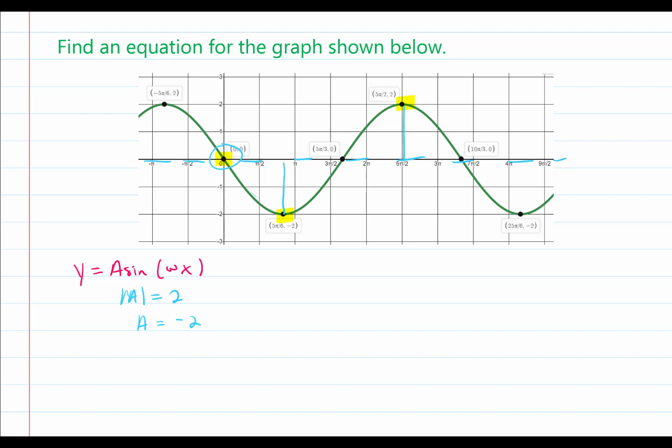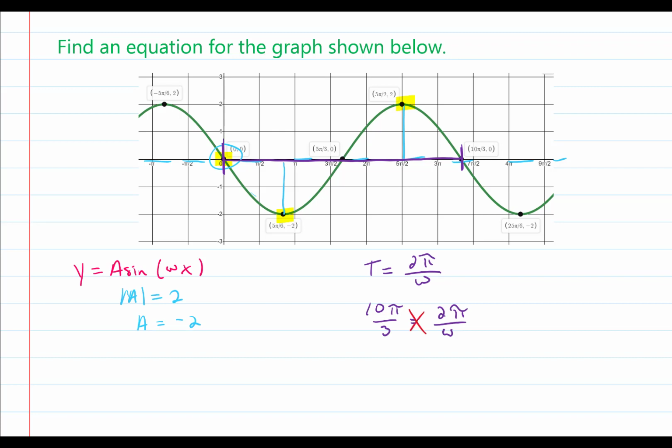Next, let's find omega. To do that, we need to find the period. The period is the horizontal distance it takes to complete one cycle. Well, if one cycle starts on the origin (0, 0), then it would conclude at 10 pi over 3. So the horizontal distance it takes to complete one cycle would be 10 pi over 3 units. Since the formula for the period is T is equal to 2 pi divided by omega, and we know that the period is 10 pi over 3, that means 10 pi over 3 is equal to 2 pi divided by omega.